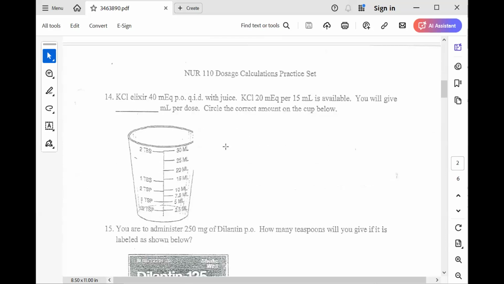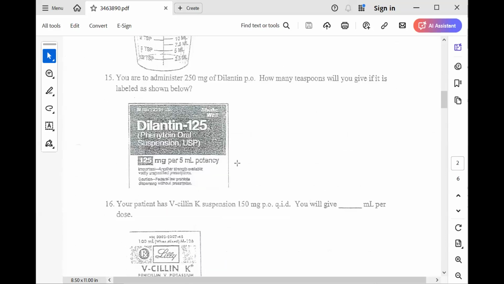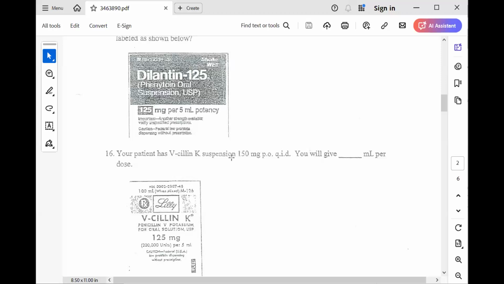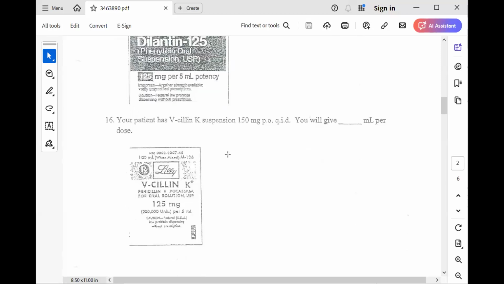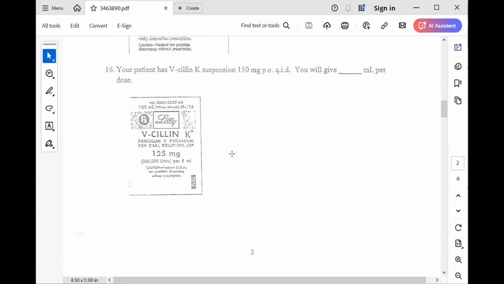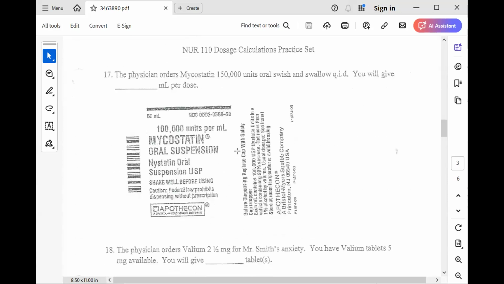And then I also started going through the liquid suspensions, and that's what I'm going to continue on with, because those are the ones that you're going to see the majority of on your test. And once you get a good system down with these, they tend to get answered pretty quickly.